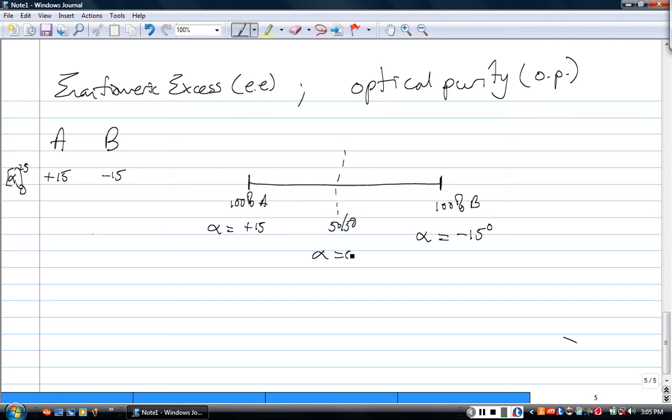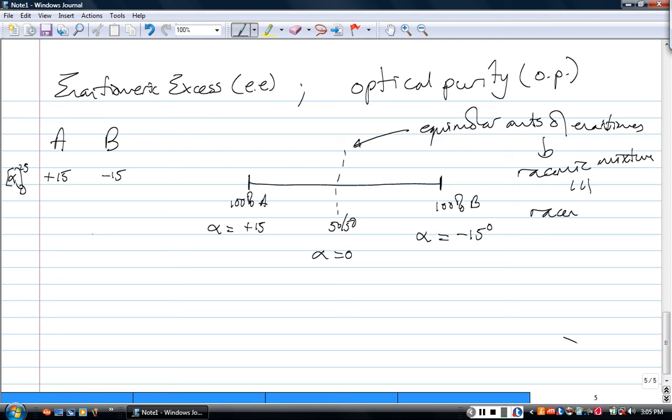And of course it will, because I'll have just enough of the levorotatory enantiomer to counterbalance all of the dextrorotatory enantiomer. And by the way, such a mixture that contains equimolar amounts of the enantiomers is called a racemic mixture or a racemate. So I can pretty much say that if we're pure B, it's minus 15. If we're pure A, we're plus 15. If we're 50-50, the alpha value is zero.